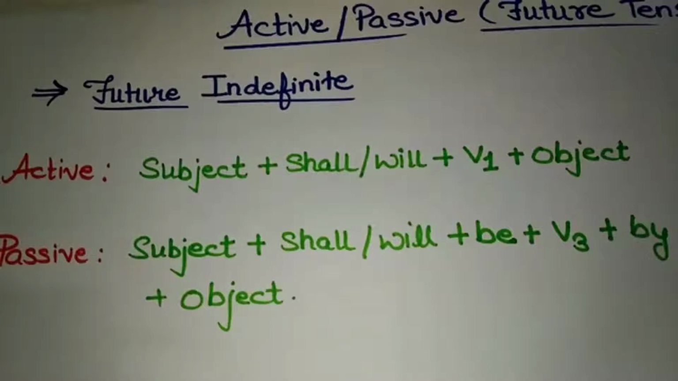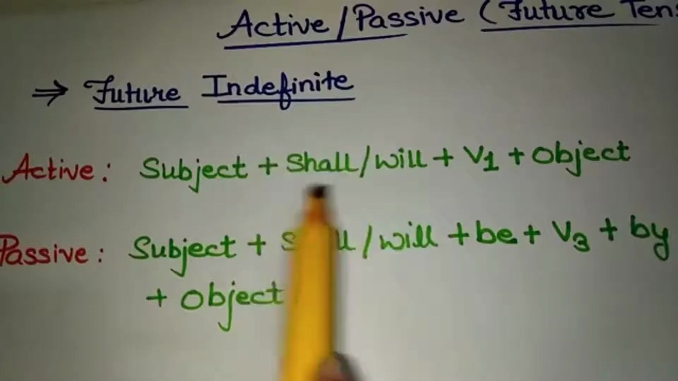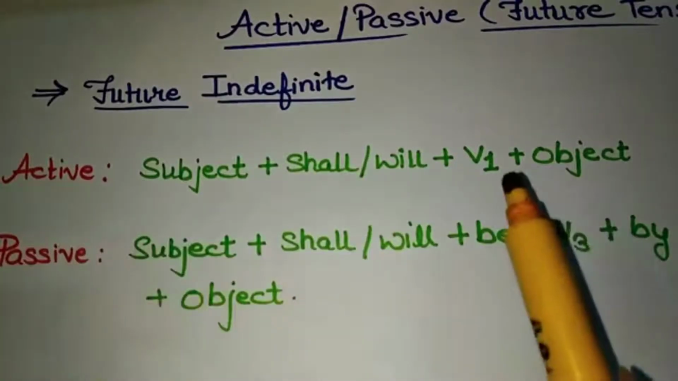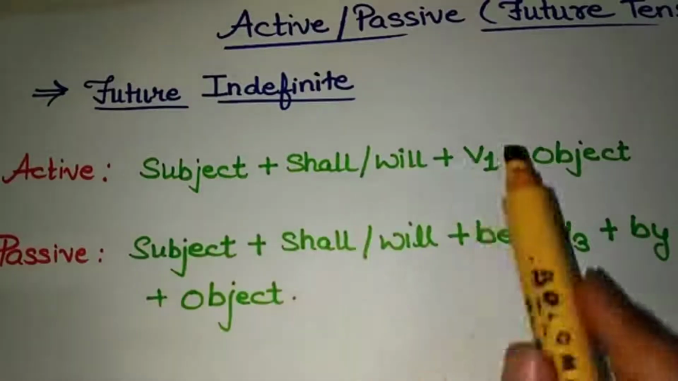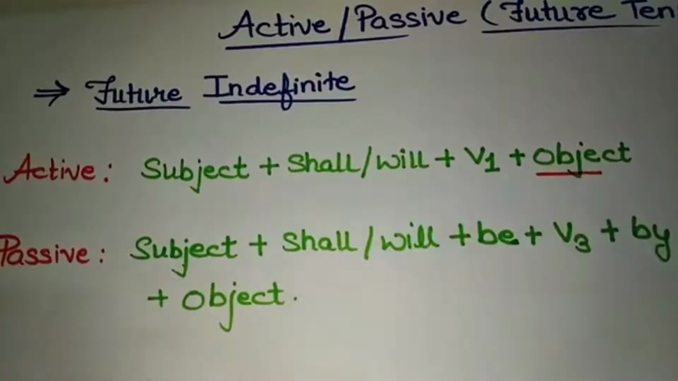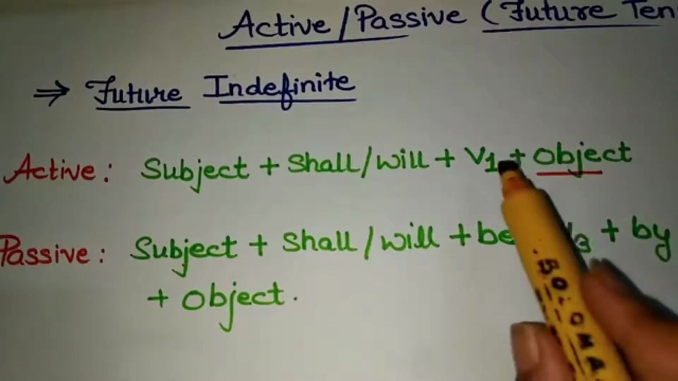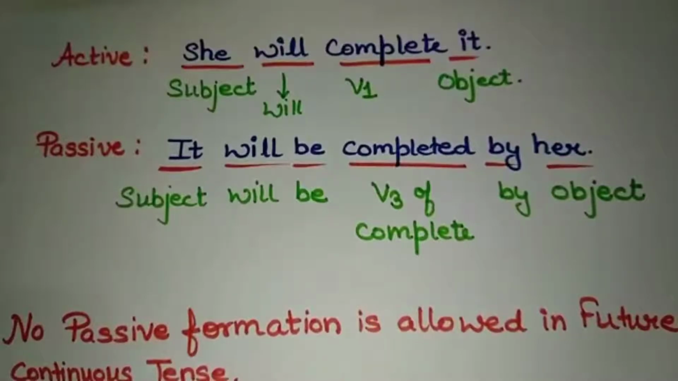In future indefinite tense, we have a sentence like subject, shall or will, depending on the subject, then comes the first form of the verb with object. In a passive sentence it would be like subject. This object is becoming the subject here. Shall, will, then comes be, and then this first form of verb will be converted into the third form of verb, then comes by and an object. Let us figure it out with the help of an example.